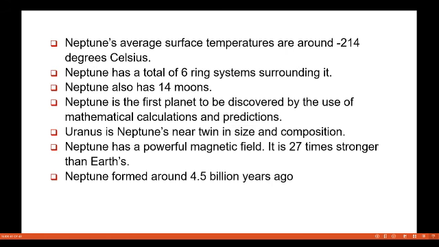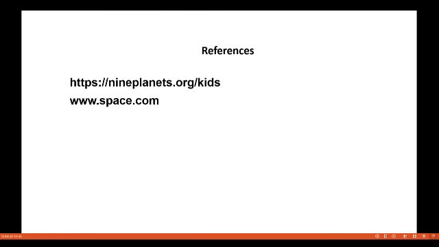Neptune's average temperature is minus 214 degrees Celsius. It has 6 rings and 14 moons. Neptune has a powerful magnetic field. It's 27 times stronger than the Earth's magnetic field. Neptune was formed about 4,500 million years ago, which is similar to the other planets.